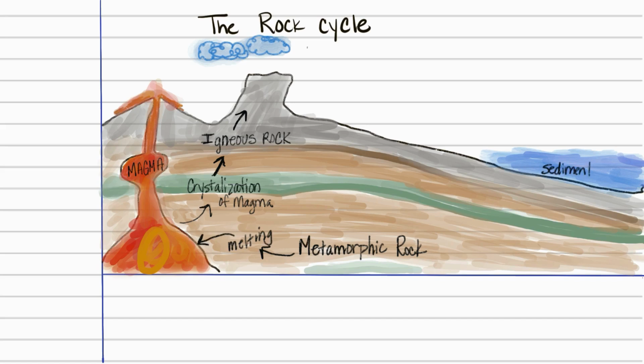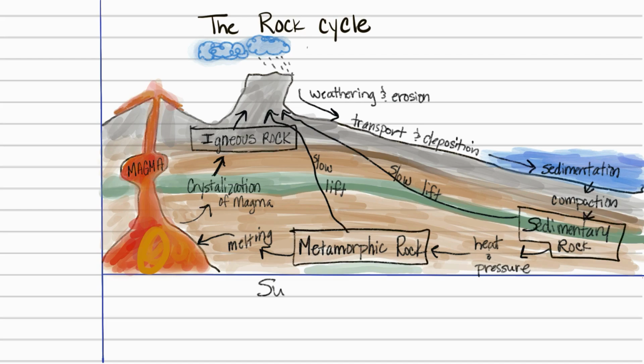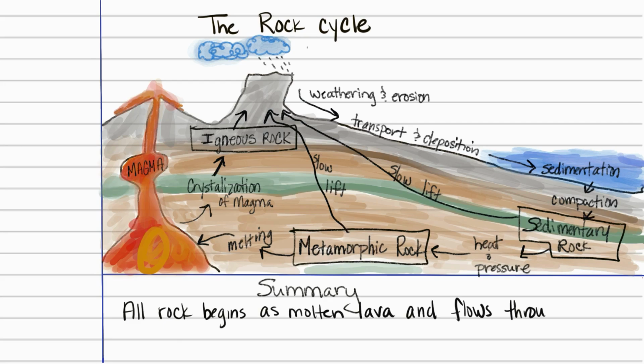That igneous rock can go under many different versions of the rock cycle. It can immediately melt down in the magma and become igneous rock again. It can weather and erode, go down into the water where it picks up sediments from other rock, compact and become a sedimentary rock, or it can undergo heat and pressure to become a metamorphic rock. Remember, all rocks begin as the molten lava and flow through the rock cycle.